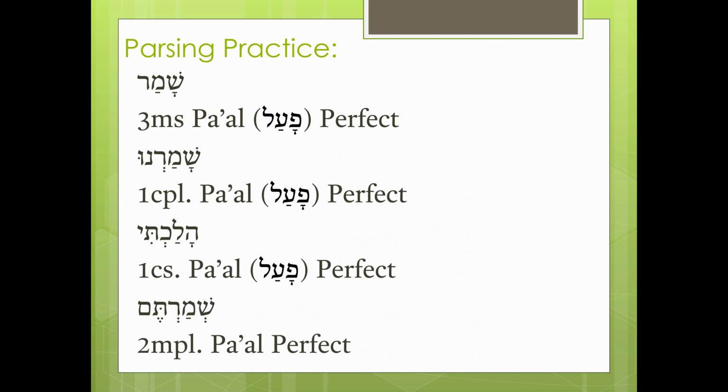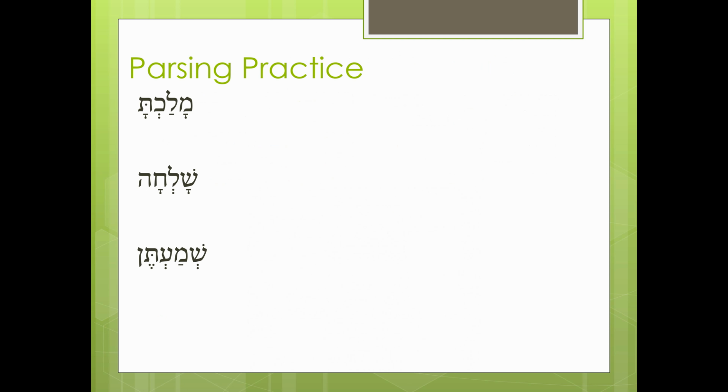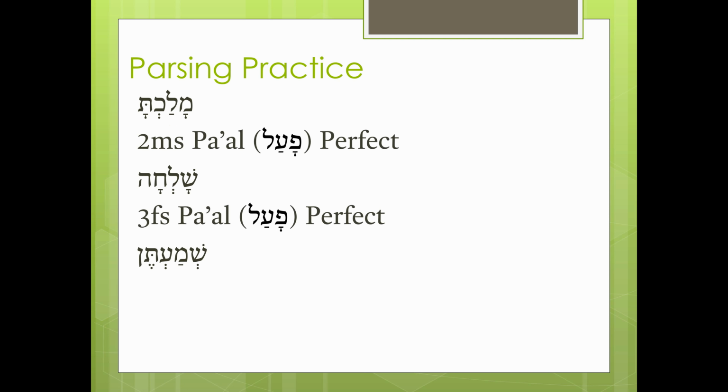Okay. So that's just a little bit of parsing practice, okay? Here's one more. Malachta, second masculine singular perfect, right? There's the tav, t's for twos. It's singular and it's masculine. Go back and check your charts if that's not clear. Shalcha, third feminine singular perfect. Third feminine singular qal perfect. Okay, we have the different vowel configurations plus, of course, the addition of the ah at the end. This hey is not part of the root. The root letters are shin, lamed, chet.